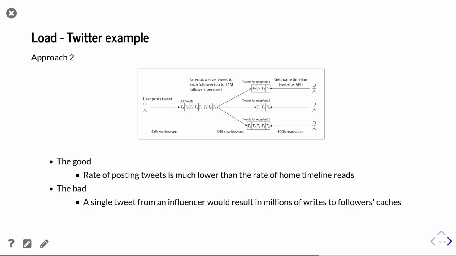But the problem with this is if a user has, let's say, 30 million followers, if they are an influencer, then every time they tweet, that tweet has to be written to each of their followers' timelines. And that one tweet would cost 30 million writes.